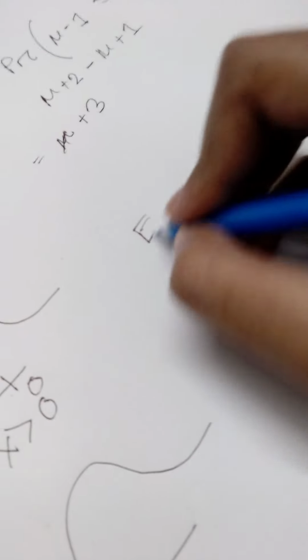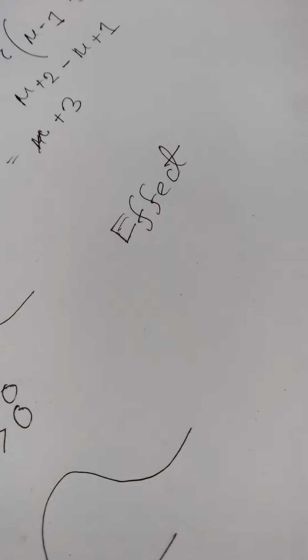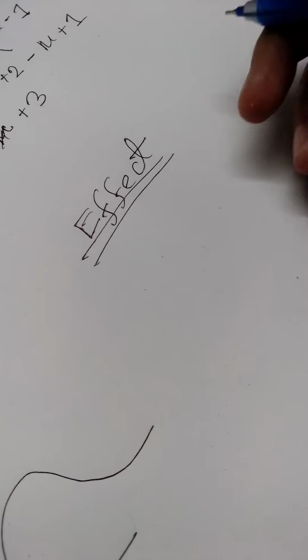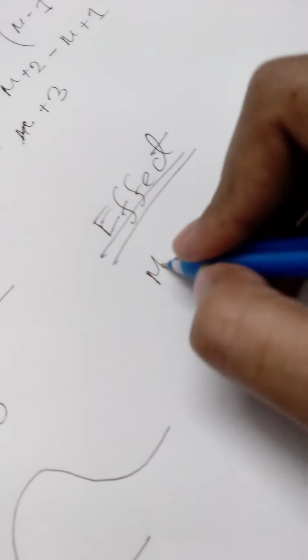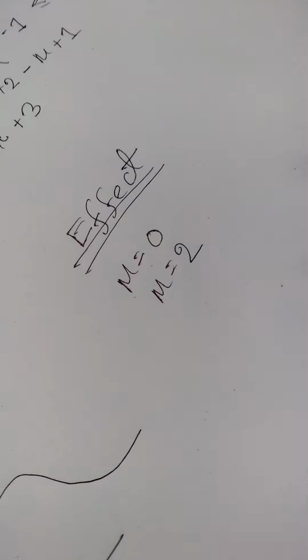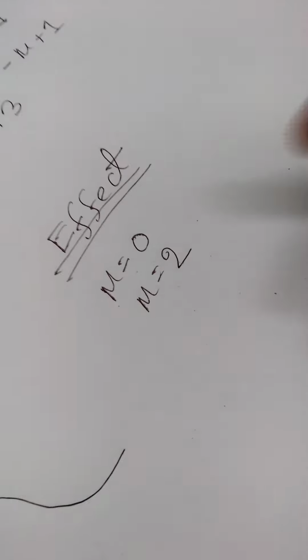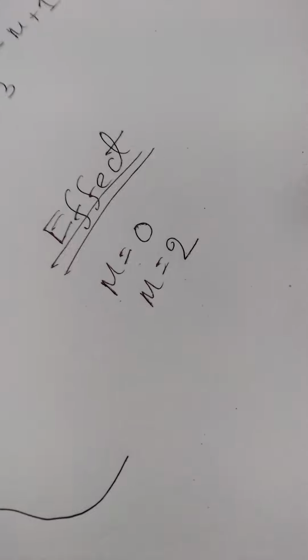And there you can be asked the question: what is the effect of the location parameter? When the mean mu is equal to 0 and when the mean mu is equal to 2, what is the difference for those two distributions? This is the effect. You have to say it well.